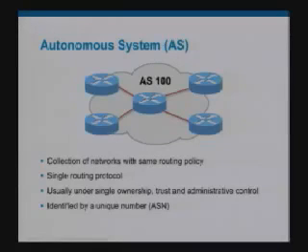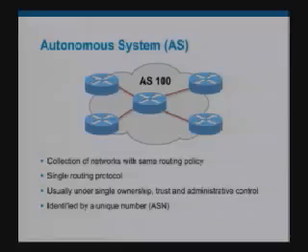As I've said, they're a collection of networks with the same routing policy because you're going to present yourself with a unique view to the world. Single routing protocol, well, generally you won't have multiple routing protocols within one autonomous system. Some folks do, but generally you don't. Usually single ownership, trust, and administrative control. I say usually, it's not 100% the case because there are some situations where you get multiple entities who decide to use one autonomous system to represent themselves to the world. I won't really recommend it, but obviously if folks can exist in that environment, good for them. And they're identified by a unique number called the autonomous system number.